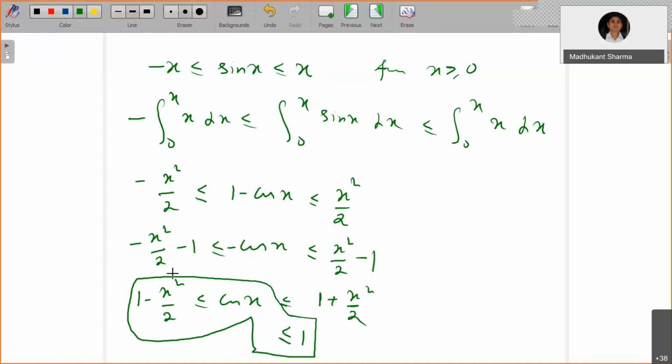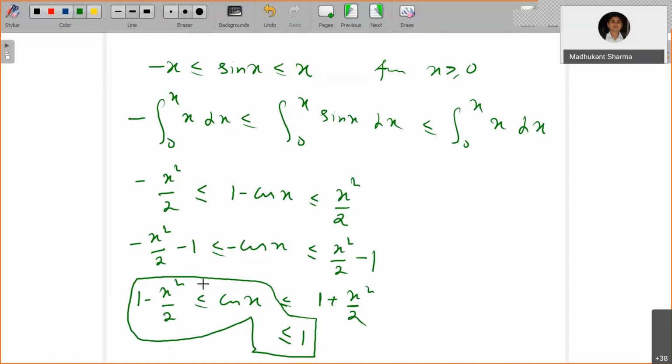So whether x is positive or x is negative, this still remains unchanged, because cos of minus x, cos is an even function, and x square is also an even function. So nowhere will it make a change. That's why this inequality is true for every x in R.